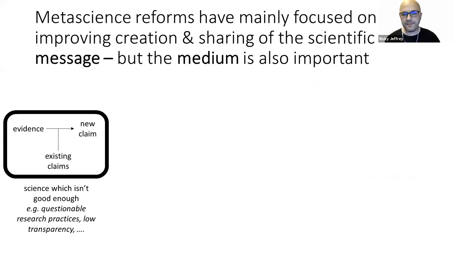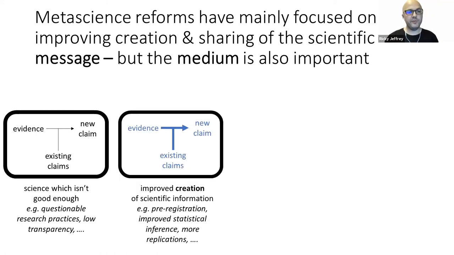So I think that a lot of the open science reforms that I'm familiar with have focused on the message of science, the core scientific knowledge, trying to improve how scientific knowledge is created, so that the conclusions, the findings are more robust, and then also the sharing of it, so that that scientific knowledge is more transparent and accessible for people. So on the left, you've got science practice, evidence, existing claims leading to new claims. But the arrows, if you look on the left of this slide, thin black arrows, things are rather flimsy, the inferences feel rather weak.